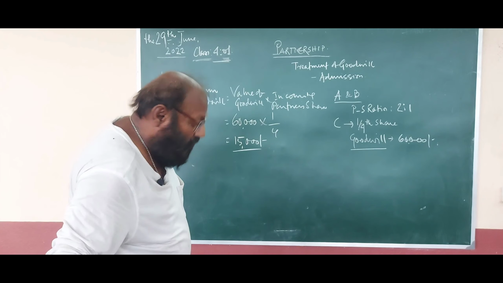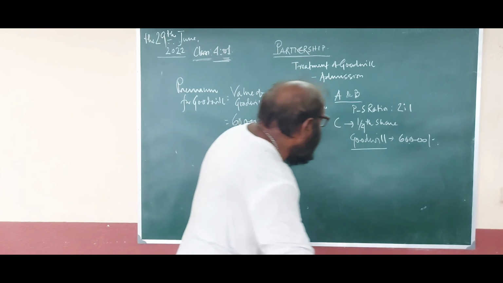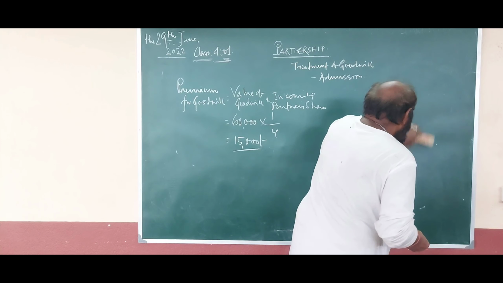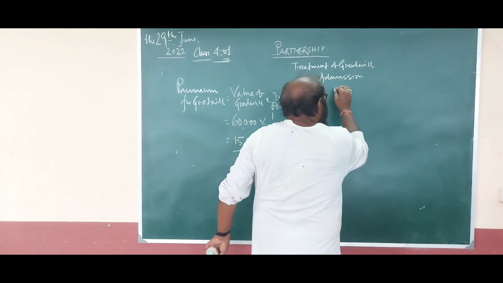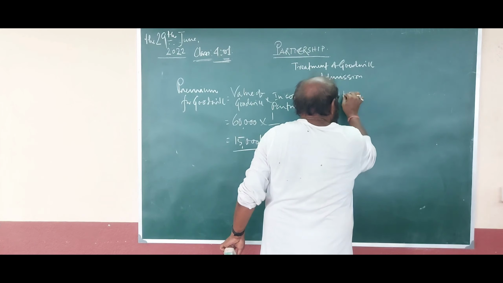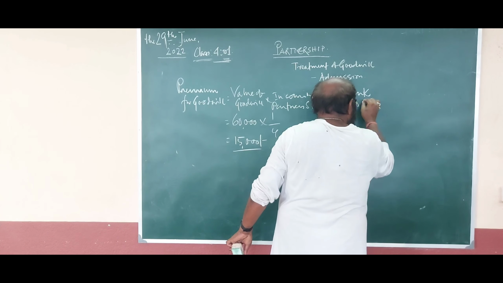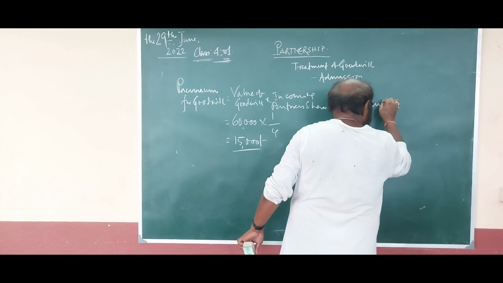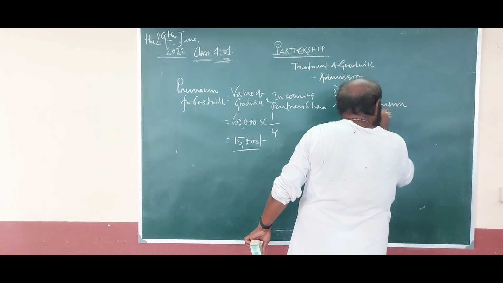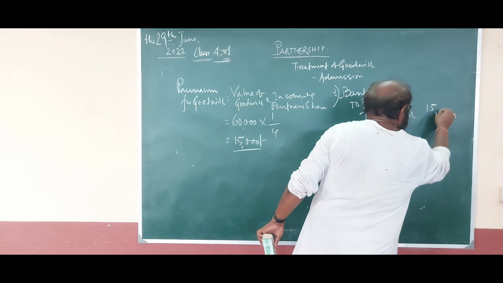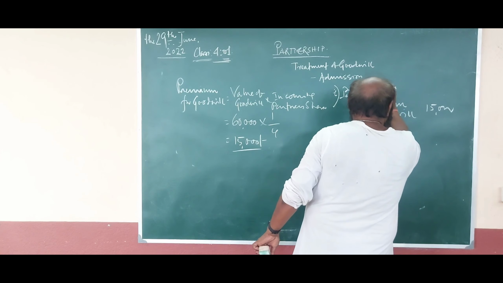Okay. Now what would be the journal entry? The journal entry for the man who is giving the premium. First, the amount is coming in: Bank account debit to premium for goodwill. Premium for goodwill. How much is it? 15,000.